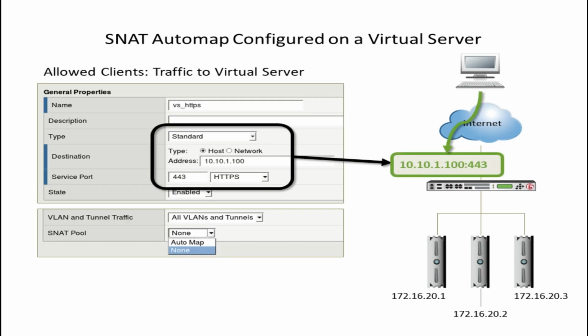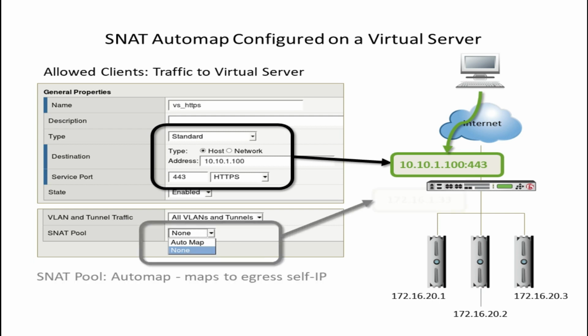So in this diagram we can see how the virtual server is created, and in the SNAT pool we are just converting, and we can use automap, and we can use some other options also. I will show you them, don't worry. In the last I will show you the lab also. If you are using automap, then your egress self IP would be used as the source, and the source will also get changed.